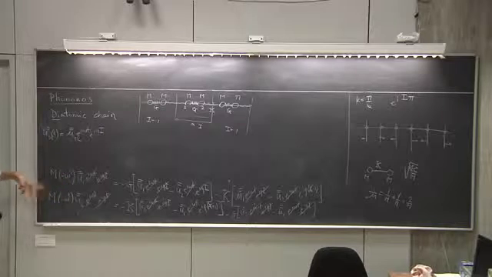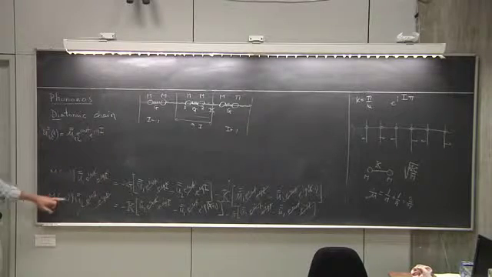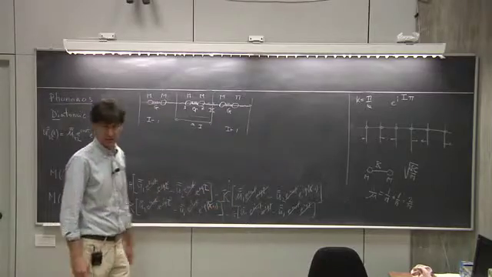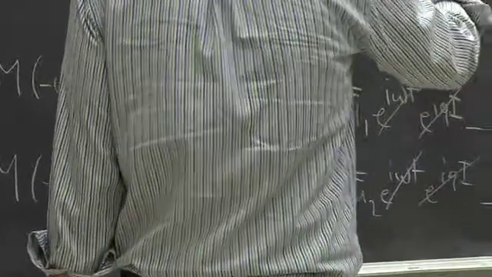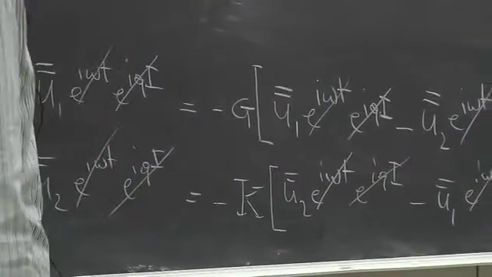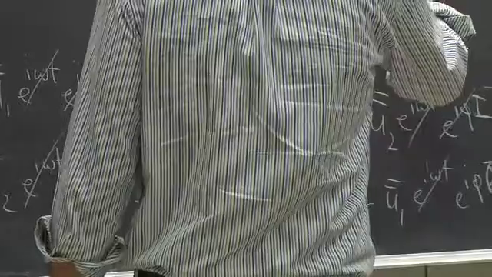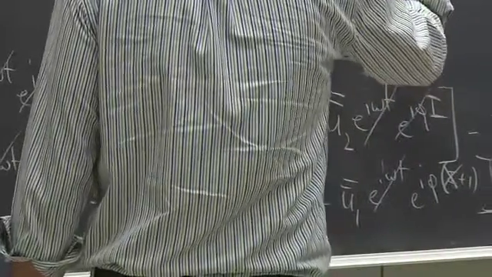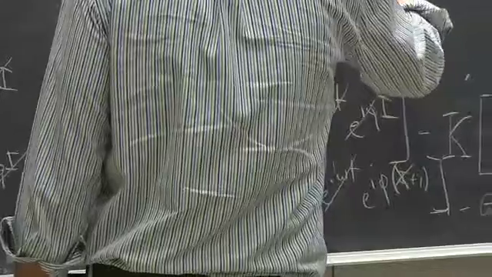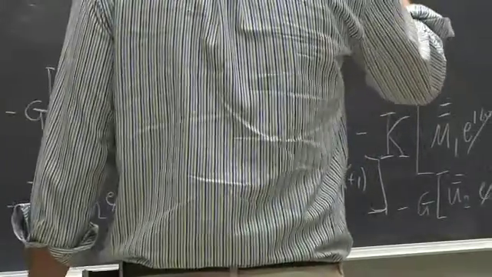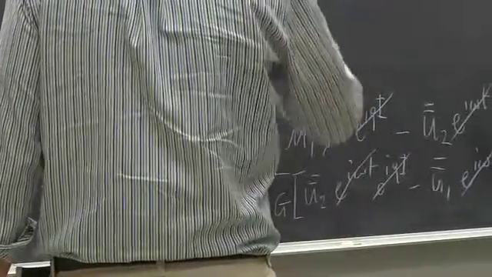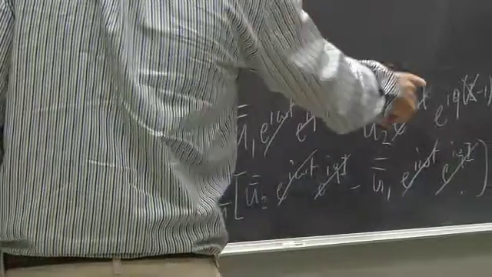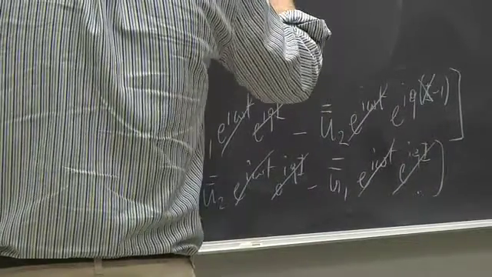And allow me to change sign everywhere. There's a minus here, minus, minus, minus, minus, minus, right? So I can change sign everywhere. So, omega squared m u1 double bar is equal to minus g u1 double bar minus u2 double bar minus k u1 double bar minus u2 double bar and then e to the minus iq.